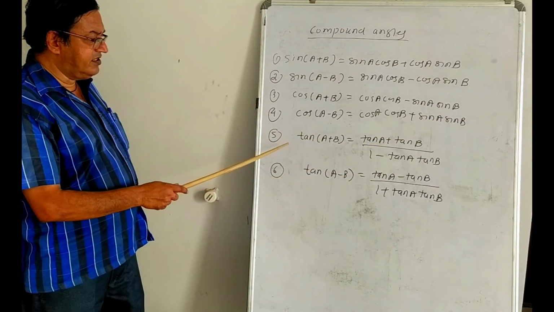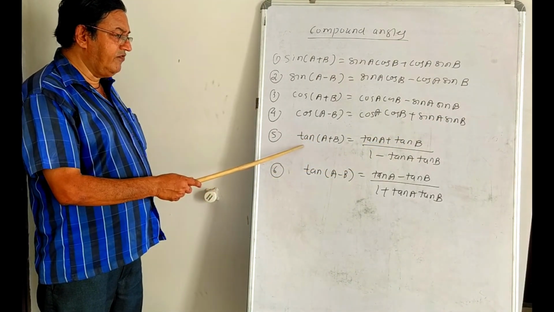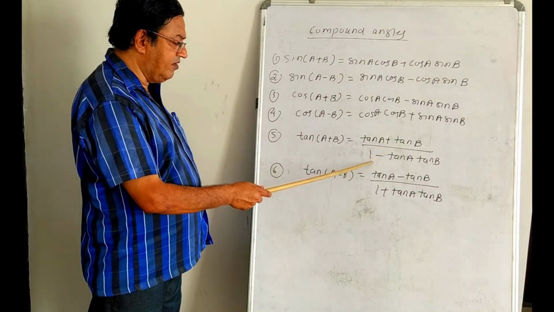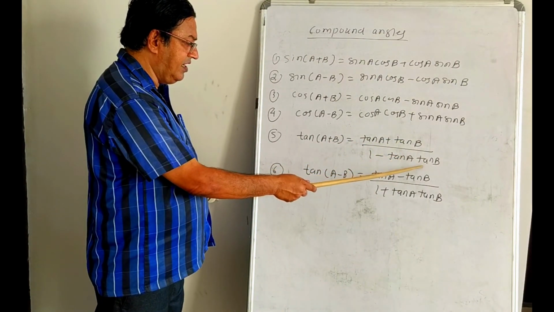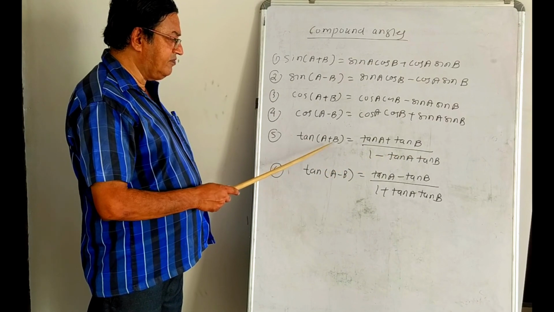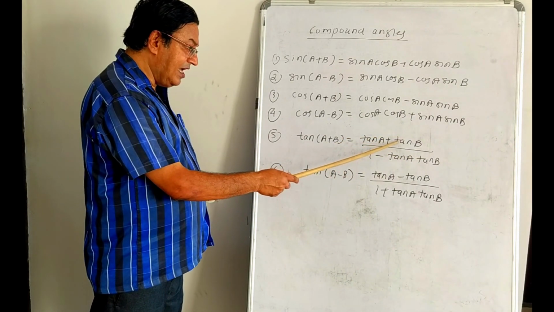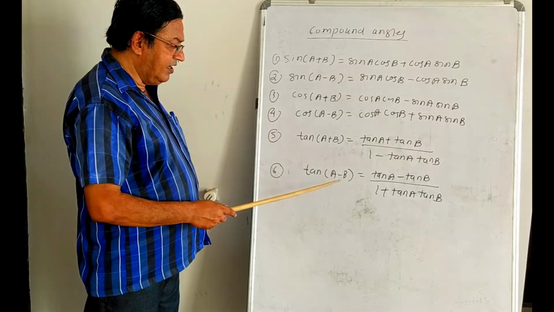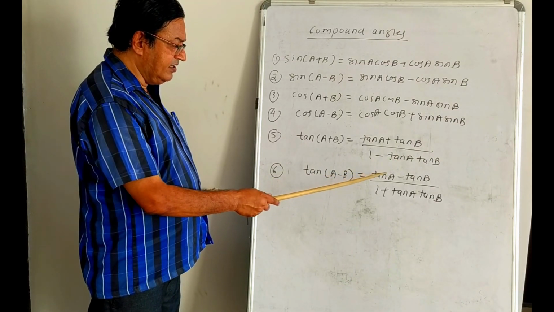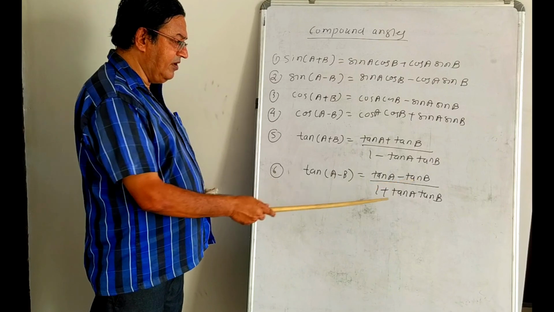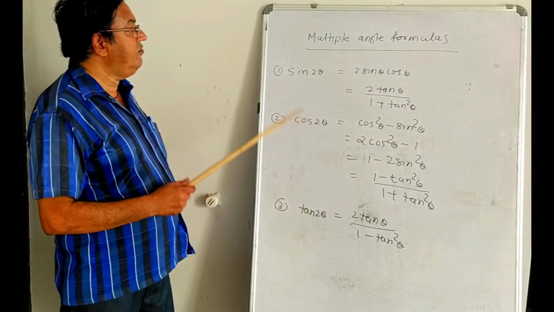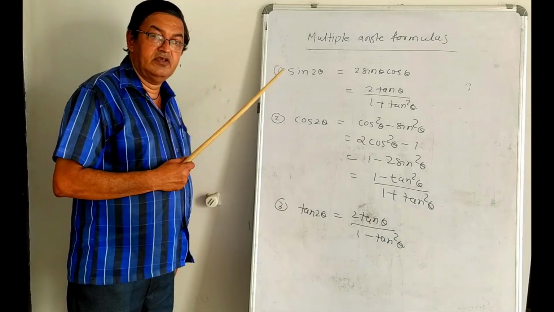The next is tan of A plus B. Tan of A plus B is tan A plus tan B upon 1 minus tan A into tan B. Tan of A minus B is tan A minus tan B divided by 1 plus tan A into tan B. Next we come to multiple angle formulas.